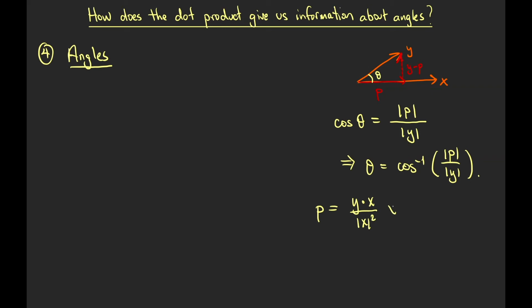P is just x dot y divided by length of x squared times x. And so the length of p is just y dot x divided by the length of x. Therefore, theta is the inverse cosine, substituting that value for the length of p in, we get y dot x divided by the length of y times the length of x. And this is a formula for the angle between two vectors just in terms of the dot product, because everything on the right-hand side is defined in terms of dot products.